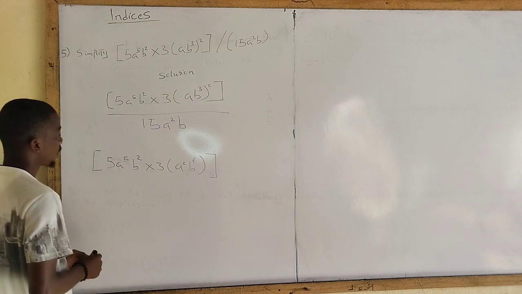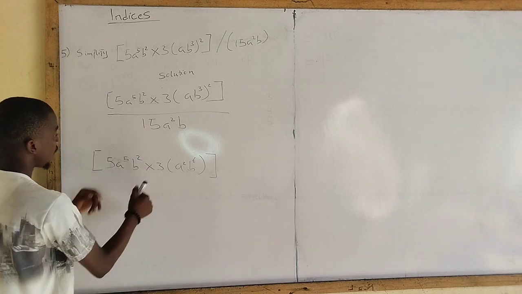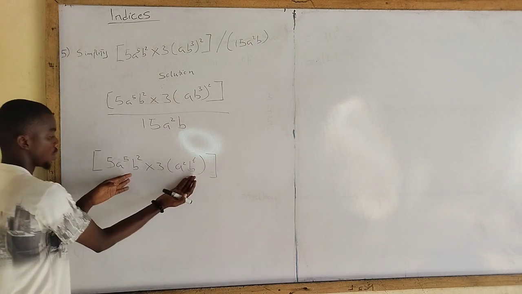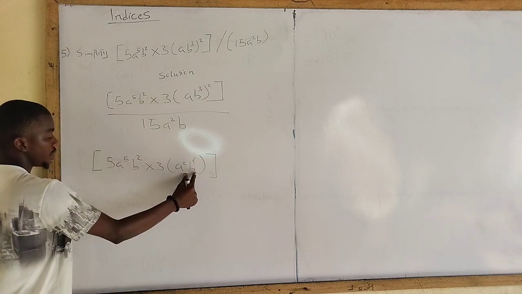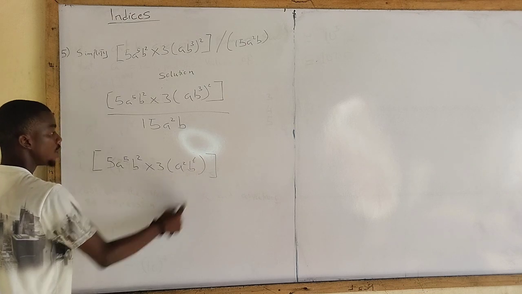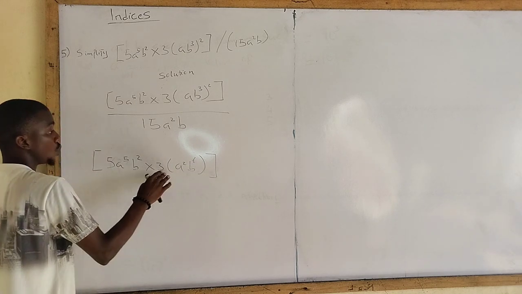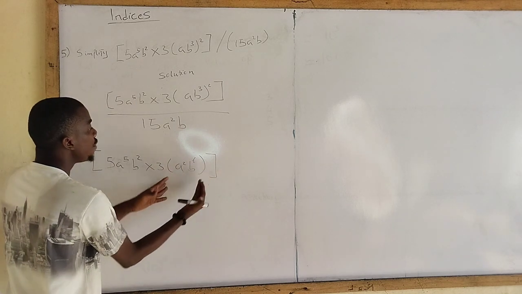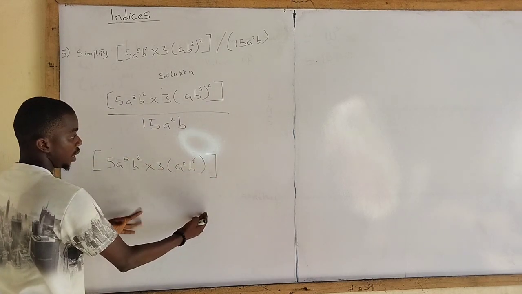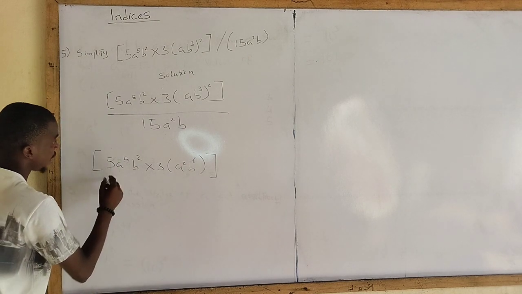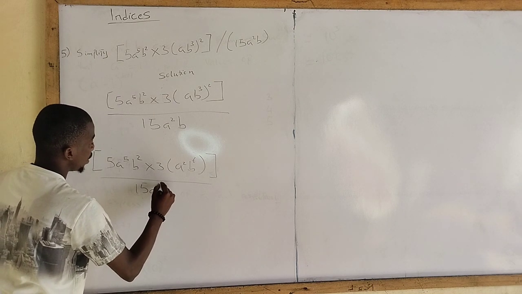The next thing is to look at the algebra. You notice that here and here are common in that they have the same base. But let's first work on this enclosure, because we have to open the bracket. We have to finish the inner enclosure first before considering anything else. So this is equal to 15 raised to the power a raised to the power of 2b.